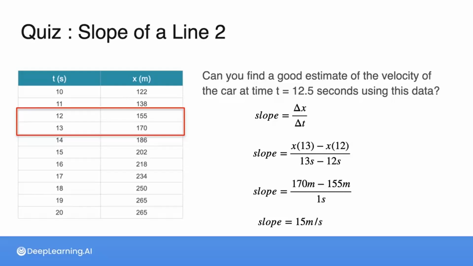Now notice that we still don't have the exact velocity at 12.5. What would you do to find this estimate? Well, you can just take finer and finer intervals. And the finer the intervals, the better the estimate is. And that leads to the derivative, which is coming next.